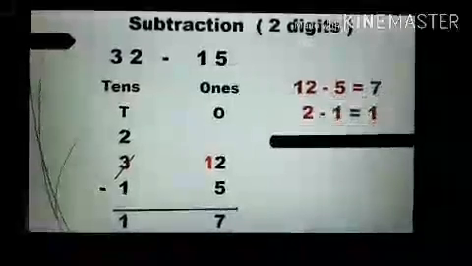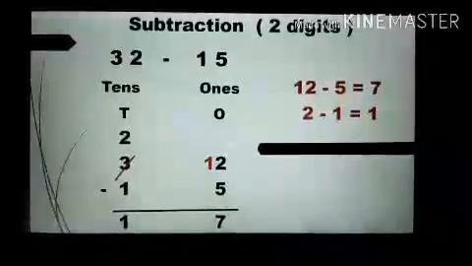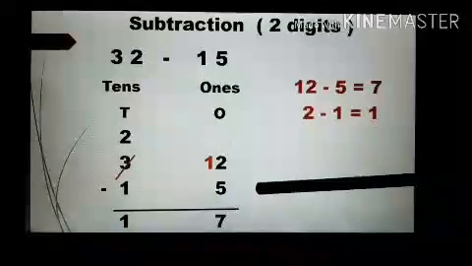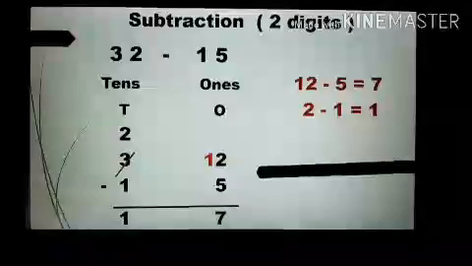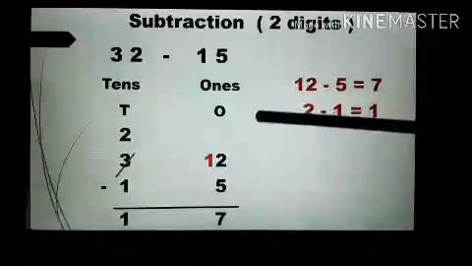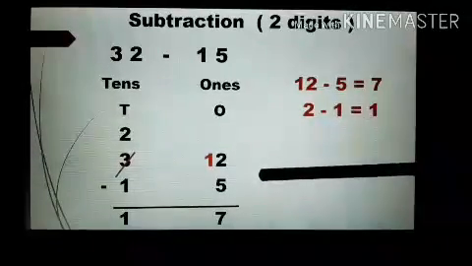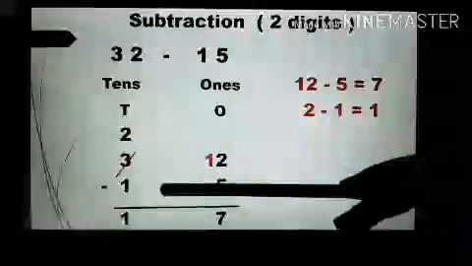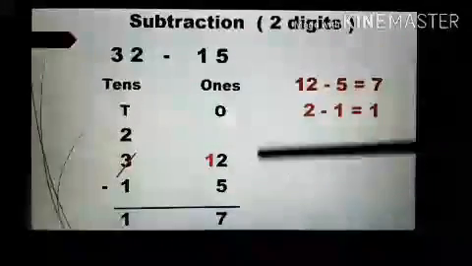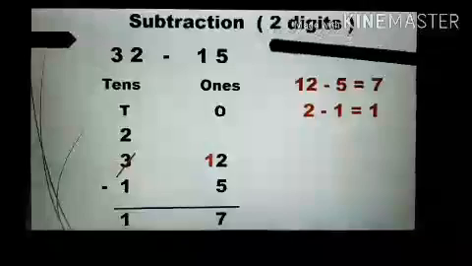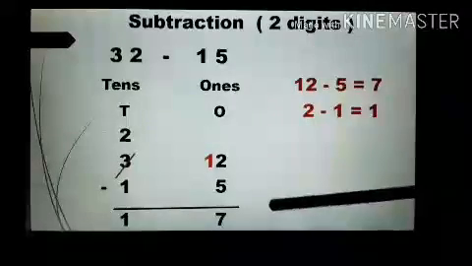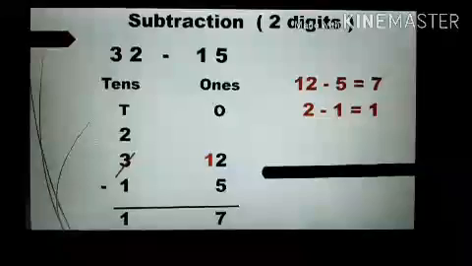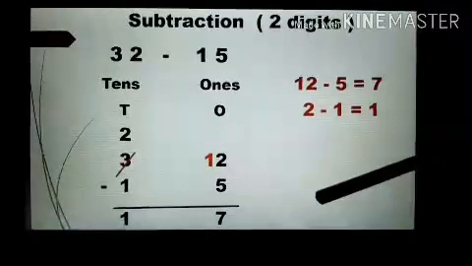Write down the bigger number first, which is 32, and the smaller number 15 directly below it. Arrange the numbers vertically so that tens and ones place digits are lined up. 32 means 3 tens, 2 ones. 15 means 1 ten, 5 ones. First of all, solve ones column. 2 minus 5, where 2 is less than 5.